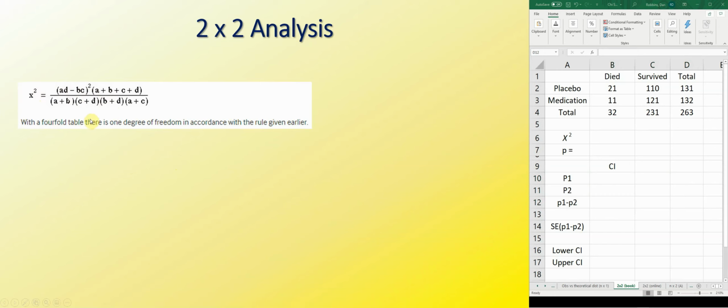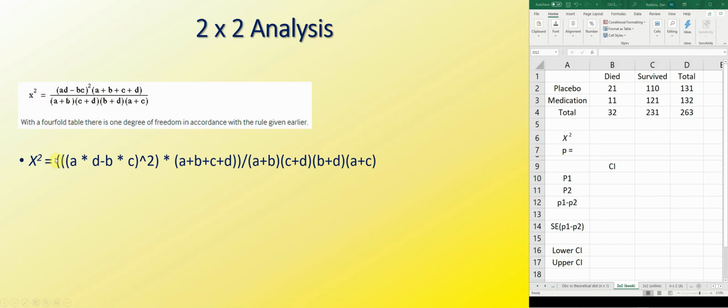To translate this into something that's usable in Microsoft Excel, we're going to end up with this equation. It's not vastly complicated, but it's long. So let's have a look at how that works when we type this in. I'm going to copy this pretty much exactly, so equals, and then I need 3 open brackets. A, if you remember, so that's our value 21, multiplied by D, subtract B, multiplied by C, and then I need to square that.